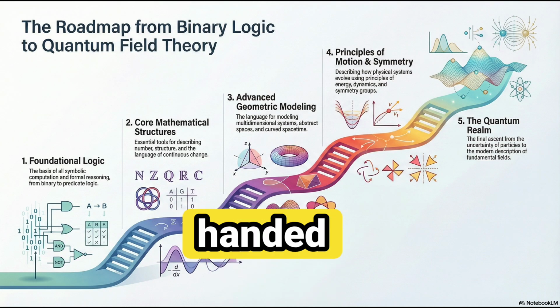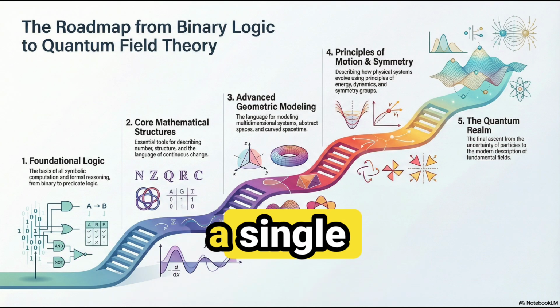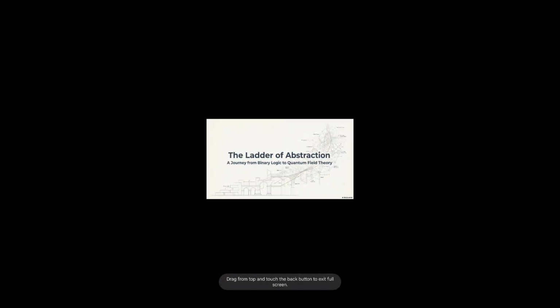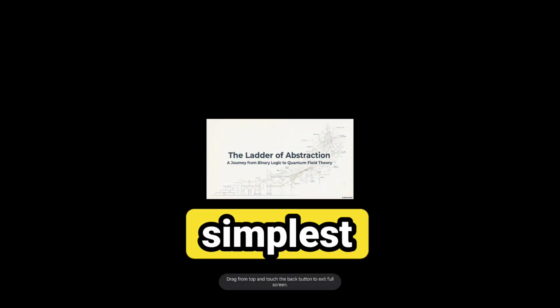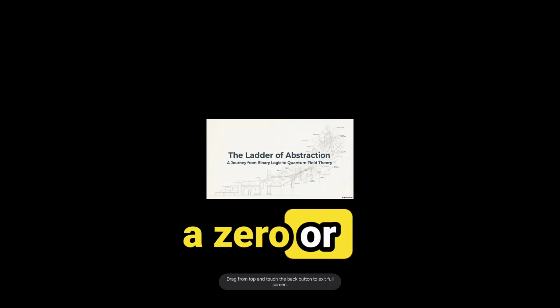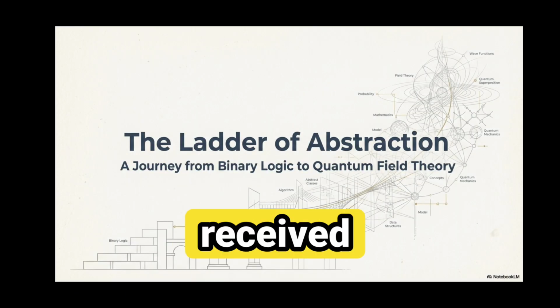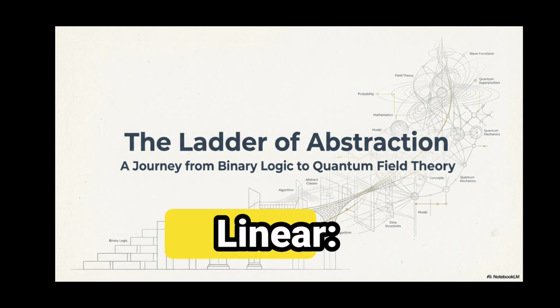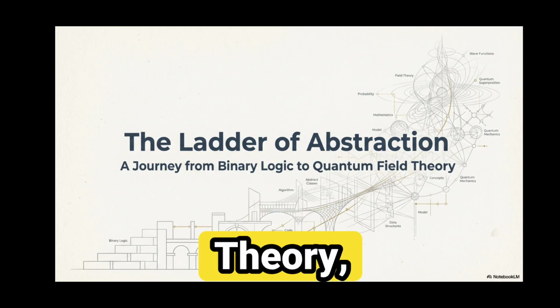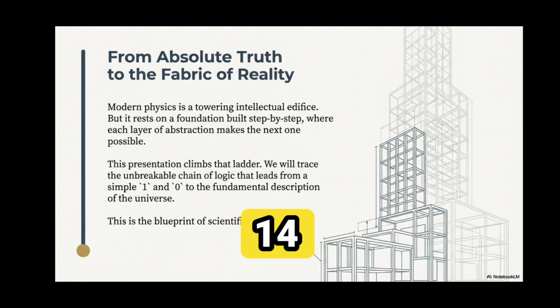Imagine you're handed a comprehensive roadmap, a single document that maps out the entire intellectual journey from the simplest possible concept, a 0 or a 1, all the way to quantum field theory. We've actually received just such a guide. It's titled P.R.I.S.M Linear, Binary to Quantum Field Theory, and it lays out these 14 foundational steps.